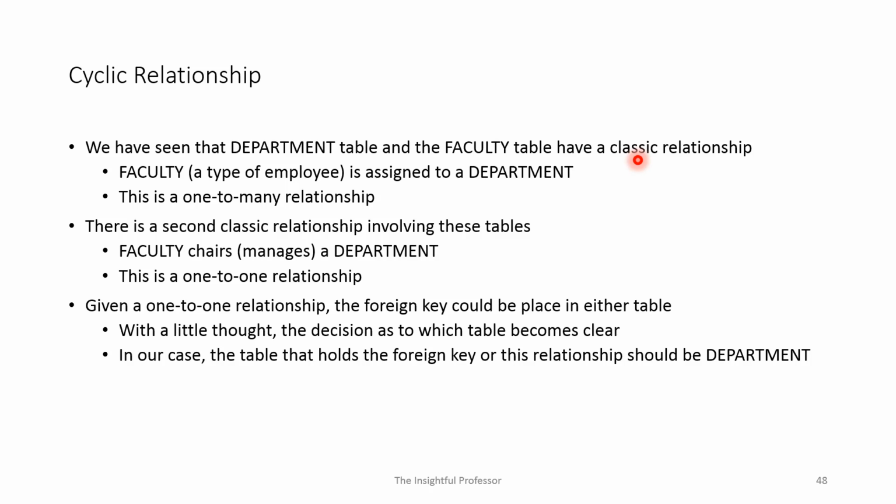Now, this is not a unique situation that applies to my little database here. It's a very common situation. So, we saw that faculty is a type of employee assigned to department. There's a one-to-many relationship. We captured that by having FDEPT defined as a foreign key in faculty, and it referenced the primary key in department.